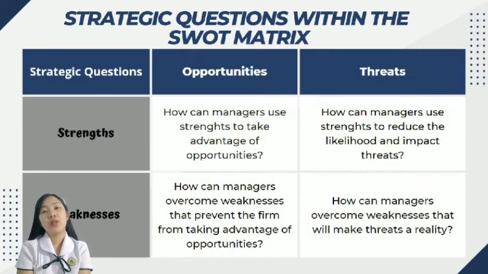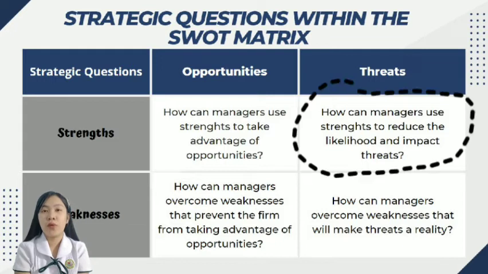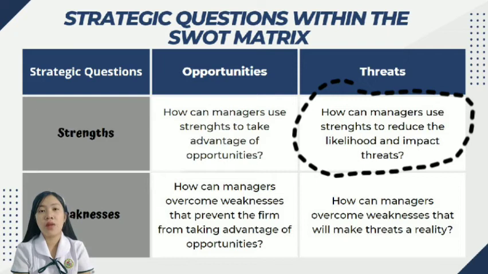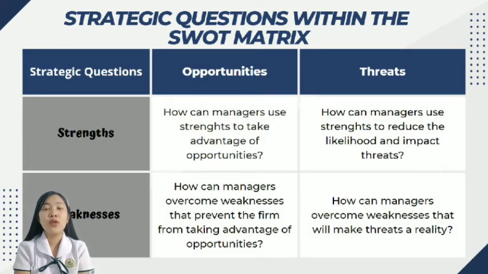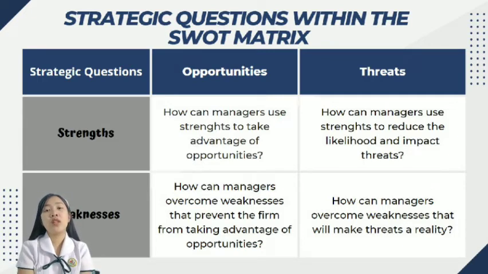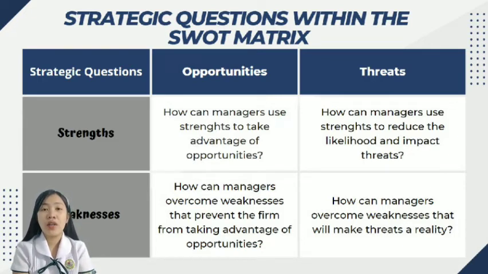Going back, the third step is focus on the strengths to threats. We can see it here at the top right quadrant. It is also an offensive action like the first step because we use an internal strength to minimize the effect of an external threat. So the question that we formulated here is, how can managers use strengths to reduce the likelihood of the impact of the threats? What are the actions that managers need to take advantage on their strength?